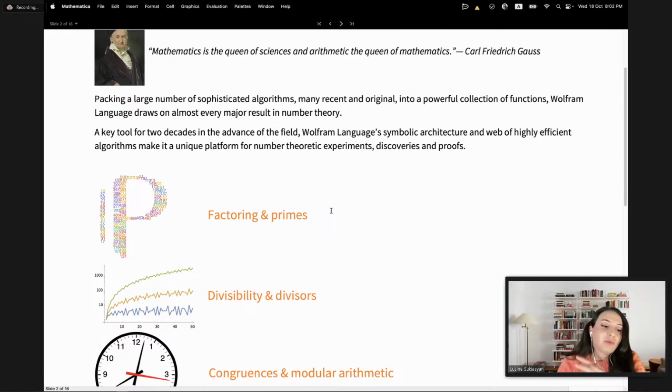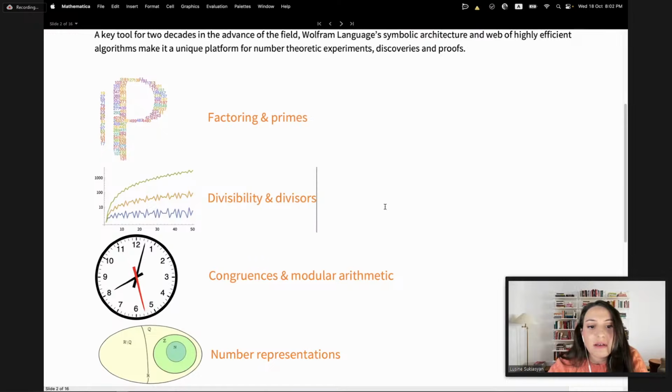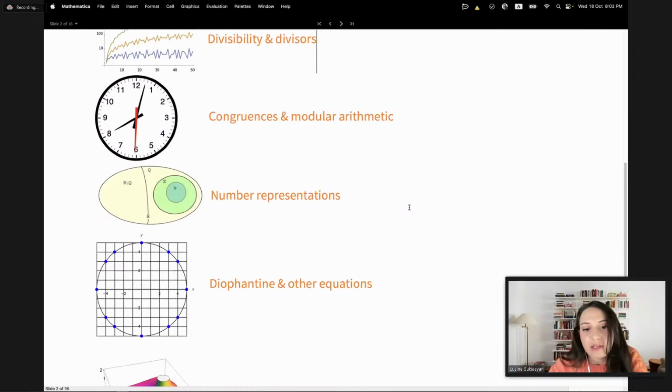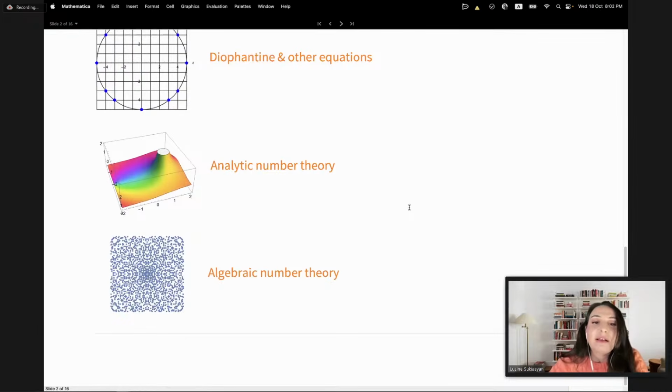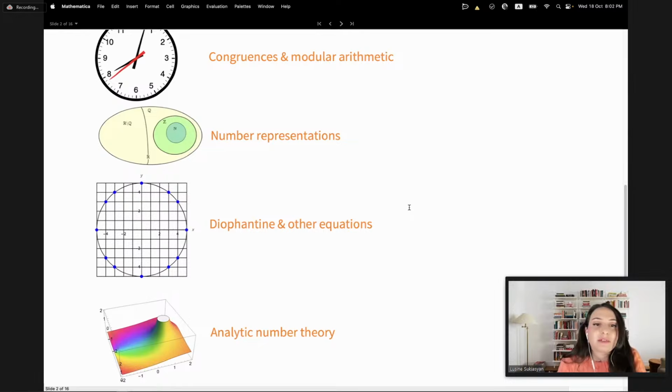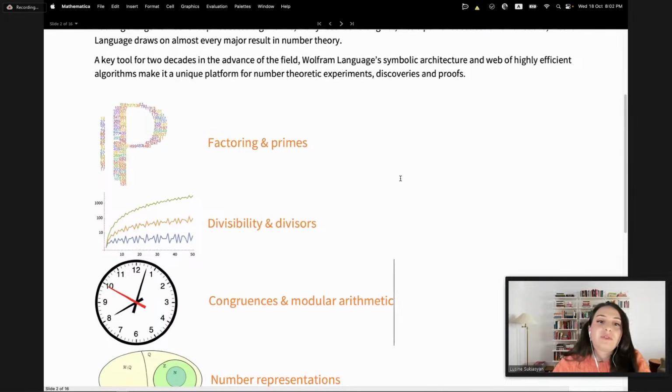As I said, today I'm going to talk about number theoretic functions in the Wolfram language, and we grouped them in the following categories: factoring and primes, divisibility and divisors, congruences and modular arithmetic, number representations, Diophantine and other equations, analytic number theory, and algebraic number theory. We will talk about the most basic, most important, most well-known functions, because of the time we have. We could talk about each of these categories for hours and hours. But today we're going to just give you the basics, and we will post a notebook and the links will be there. You can just go and explore this wide range of functions.